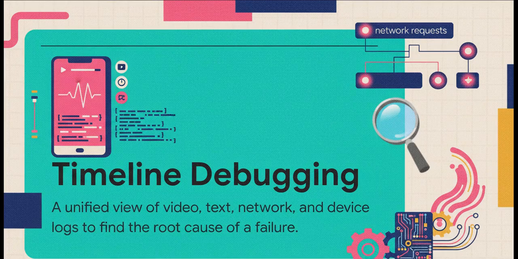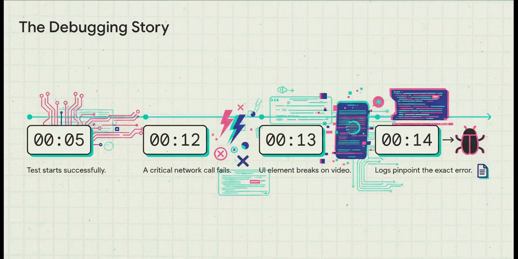You know when a test fails and you spend hours, maybe even days, trying to figure out why? It's a nightmare. Well, timeline debugging basically ends that. It gives you this single, synchronized view of everything that happened. A video of the screen, all the text logs, device logs, even the network requests, all lined up together. This timeline tells the whole story of the bug.